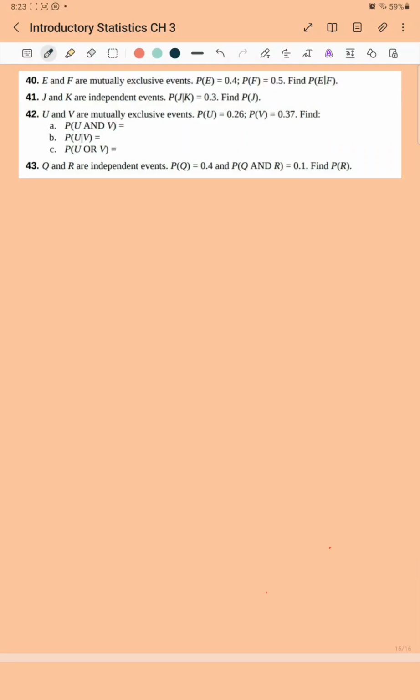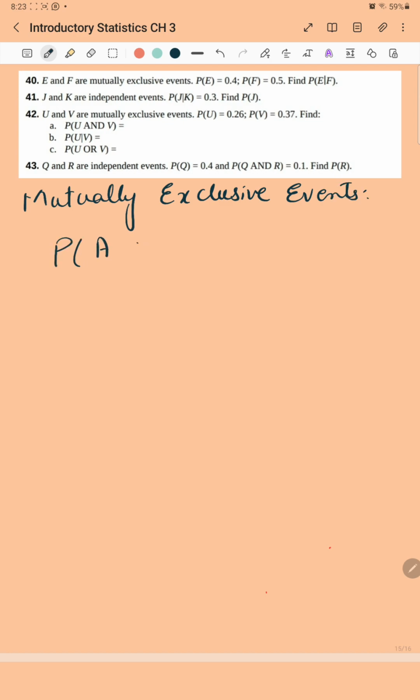So from question number 40 to 42, it's talking about the mutually exclusive events or the events which are independent. So if two events are mutually exclusive, for mutually exclusive events, probability of A or B is equal to probability of A plus probability of B.